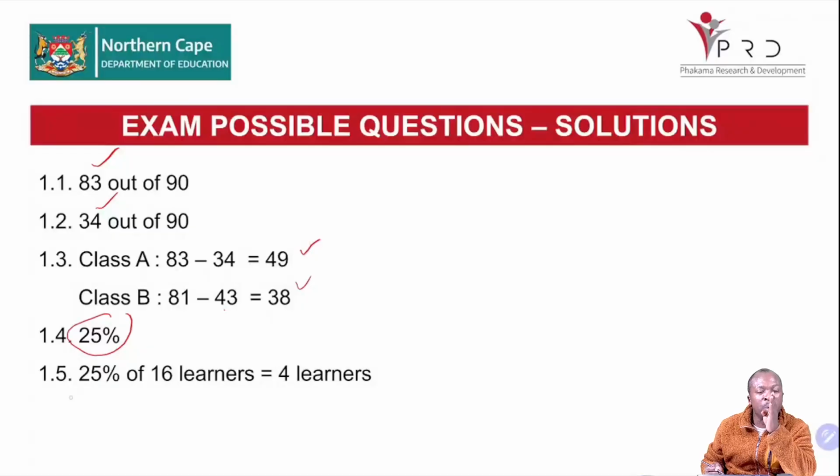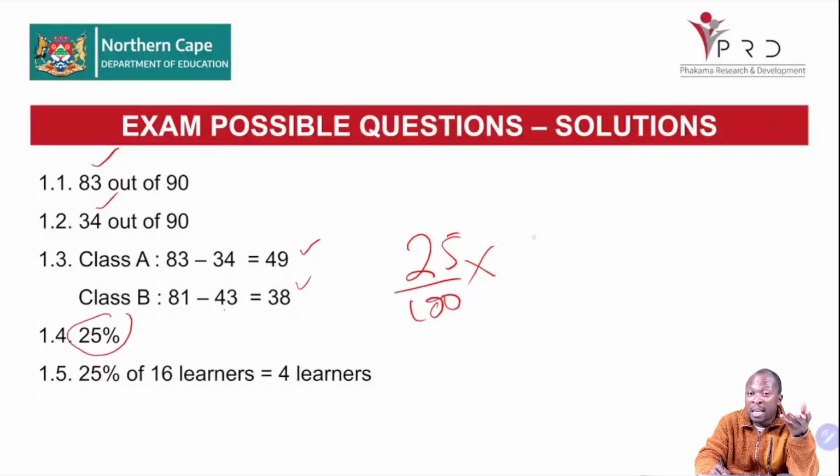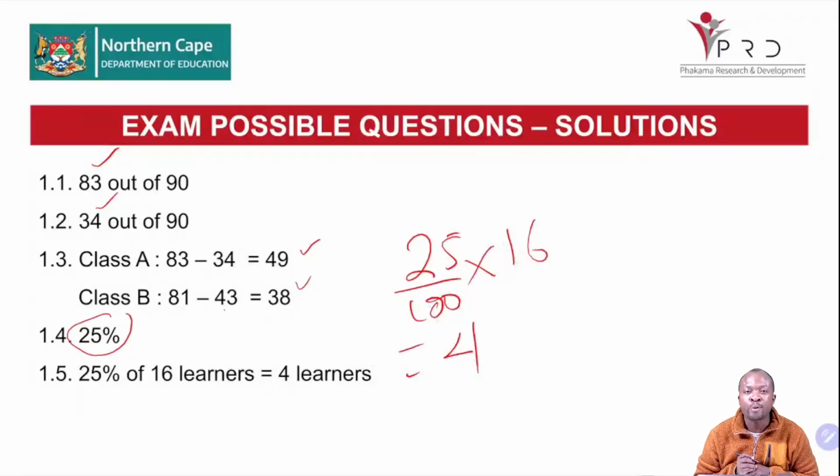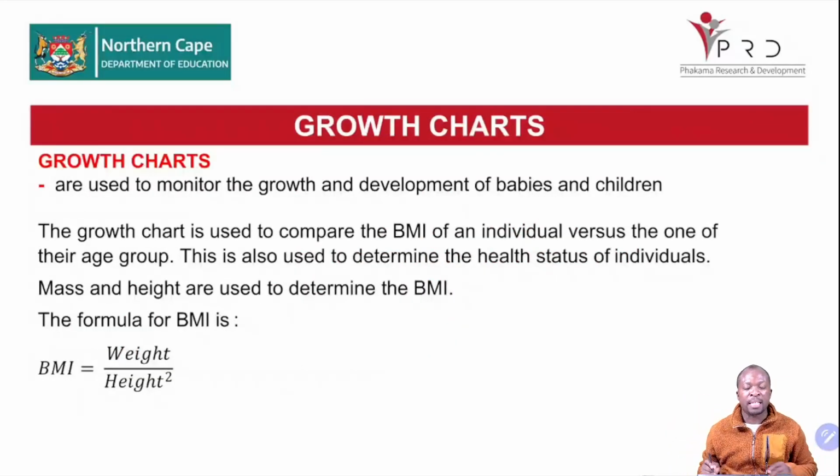Remember, 44.5 represents 25%. So what we are doing is to find 25% of how many learners are in the class? 16 learners. So it means that 4 learners did not manage to score more than 44.5. That is how you find the values if you know the percentages.